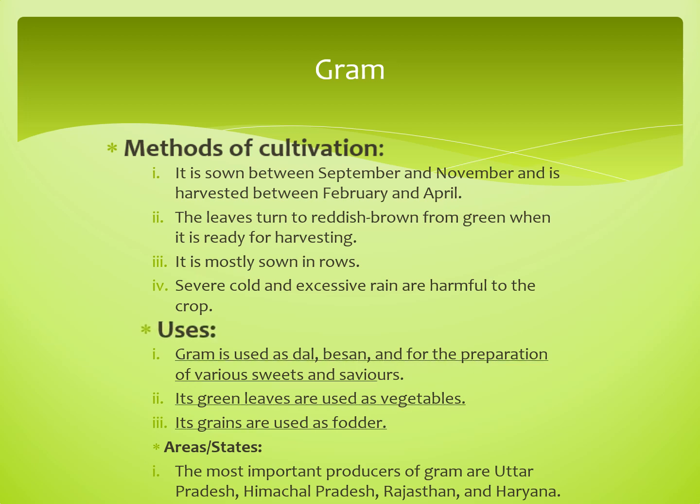Gram is used as dal, besan, and for the preparation of various sweets and savouries. Its green leaves are used as vegetables. Its grains are used as fodder. Have a look at the areas or states where gram is grown. The most important producers of gram are Uttar Pradesh, Himachal Pradesh, Rajasthan, and Haryana.